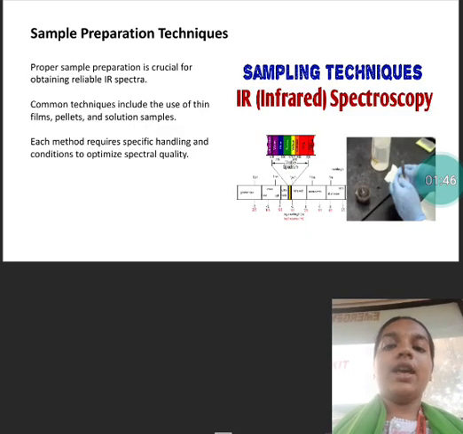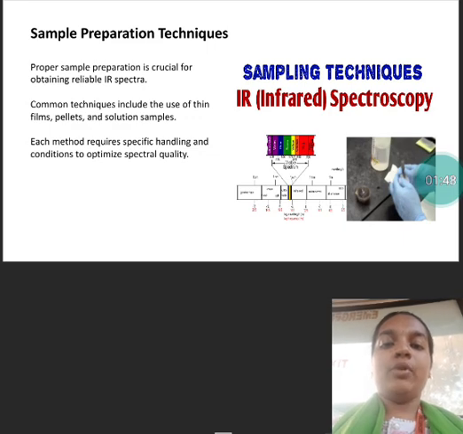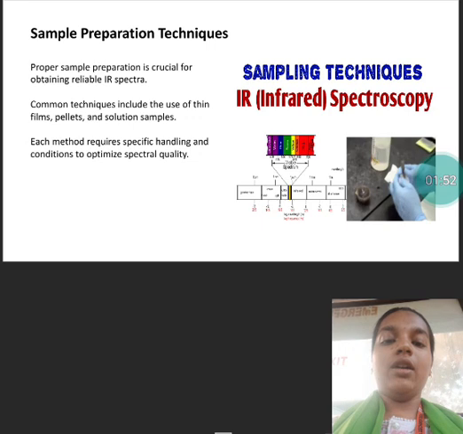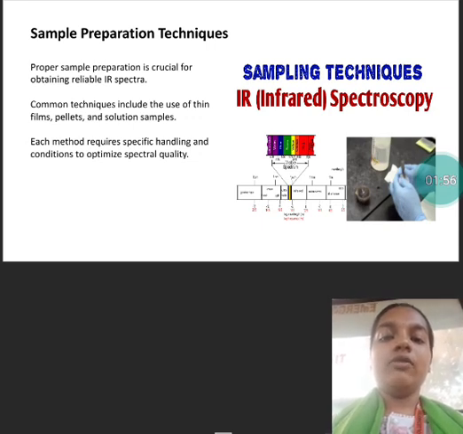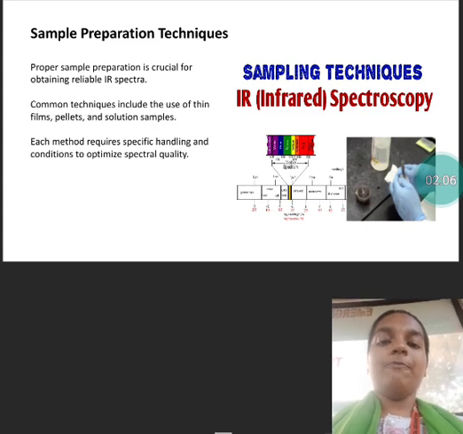Next slide. Sample preparation techniques. Proper sample preparation is crucial for obtaining reliable IR spectra. Common techniques include the use of a thin film, mulls and solution samples. Each method requires specific handling and conditions to optimize spectral quality.